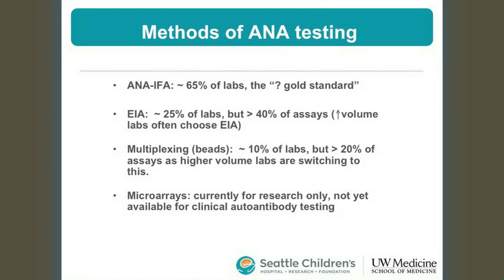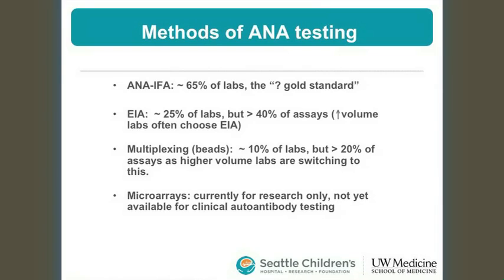So the main trend is an increase in the bead-based multiplexing assay. This is about 10% of labs now, but it's more than 20% of assays, because most larger labs tend to choose highly automated methods. Similarly, EIA is 25% of labs, but it's 40% of the assays in the United States. And these are just some estimates that I made.